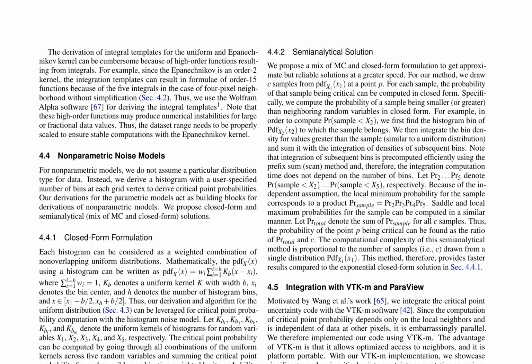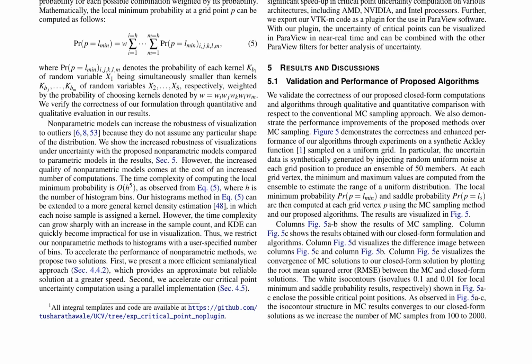For nonparametric noise models, a histogram with a user-specified number of bins is used to derive critical point probabilities. The histogram can be considered as a weighted combination of non-overlapping uniform distributions, allowing for the computation of local minimum probability, local maximum probability, and saddle probability.